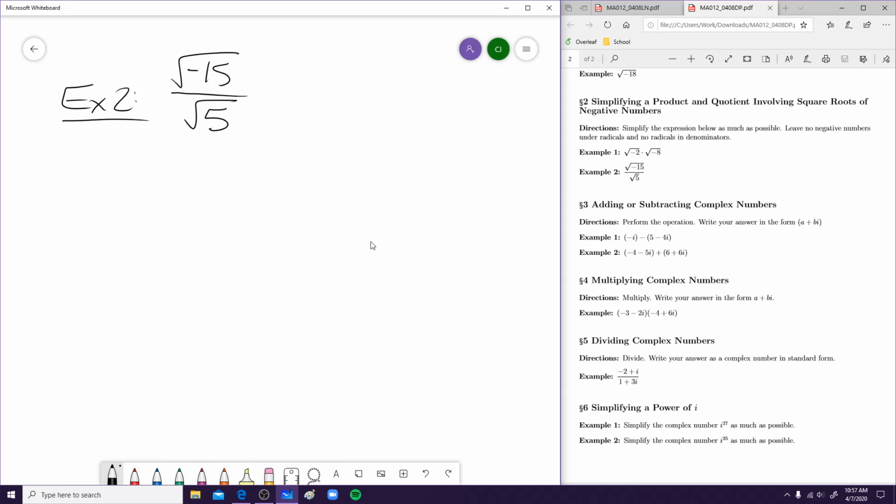Looking at example 2, now we are dealing with quotients. Just like the multiplication property, the quotient property also states that we can't combine them because the square root of negative 15 is not a real number, so that doesn't apply yet. So we're going to use our definition. The square root of negative 15 is i square root of 15.